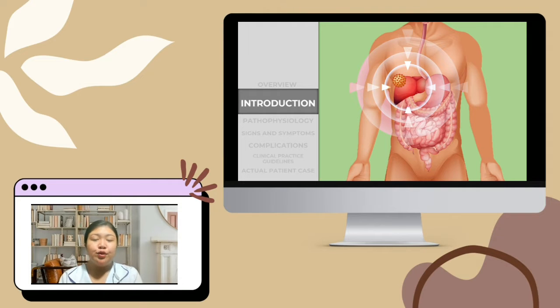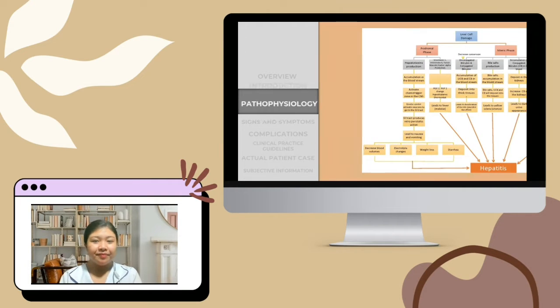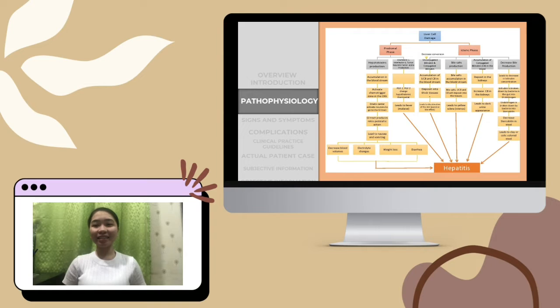So now, let's proceed to the pathophysiology part. So let's start to discuss the pathophysiology of viral hepatitis. Hepatitis is characterized by the inflammation of the liver. And we all know that the liver is a vital organ that processes nutrients, filters the blood, and fights infection. When the liver is inflamed or damaged, its function can be affected. Hepatitis is often caused by a virus.